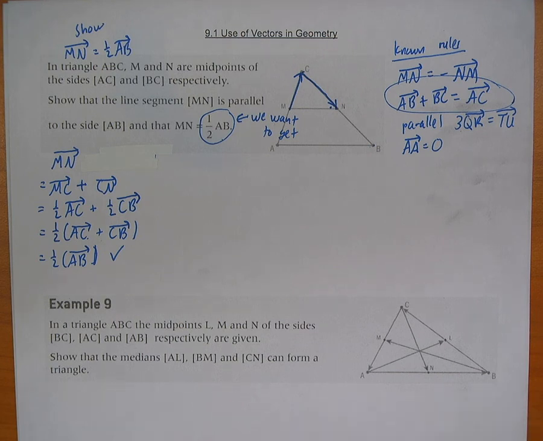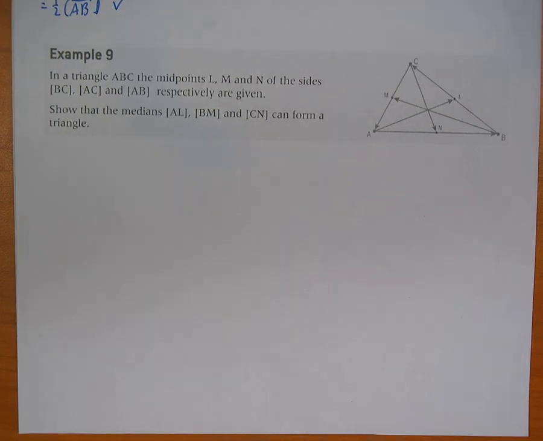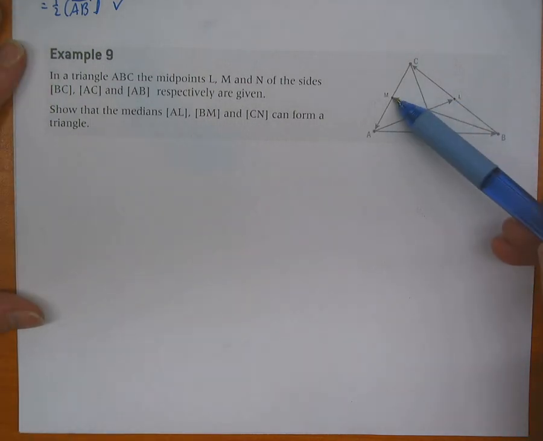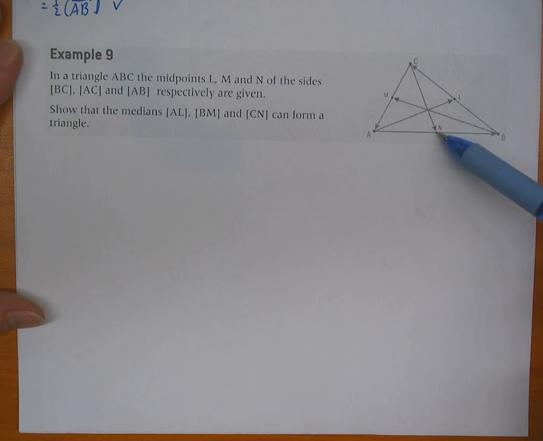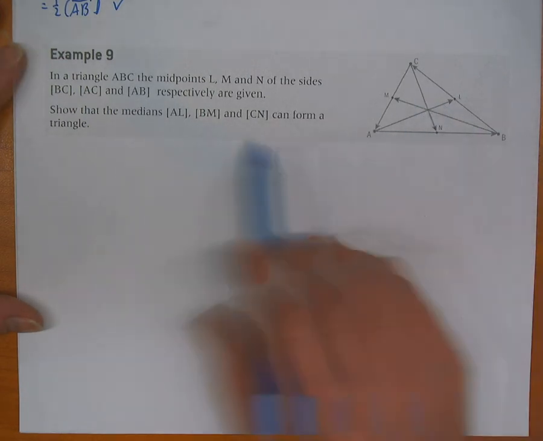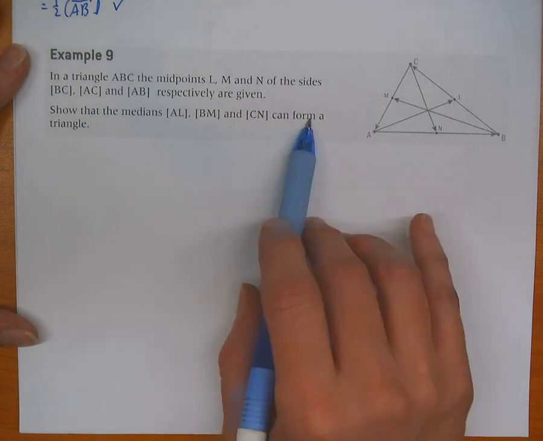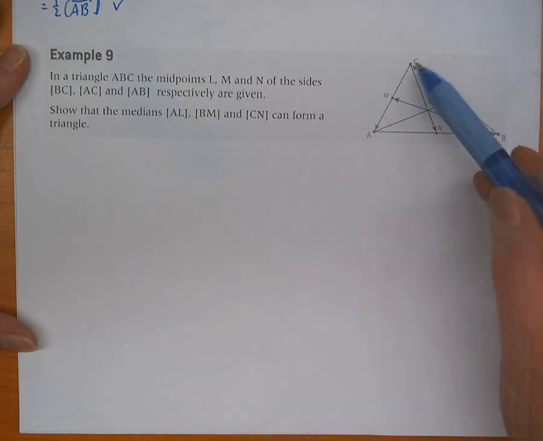And let's take a look at one more. Again, it's dealing with a triangle, but we are asked to do something different here. They give us the midpoints L, M, and N of the sides of the triangle. So L is the midpoint of BC, M is the midpoint of CA, and N is the midpoint of AB. We want to show that the medians, that's what AL, BM, and CN are called, because they go to the middle, could form a triangle. And you're like, but they overlap.